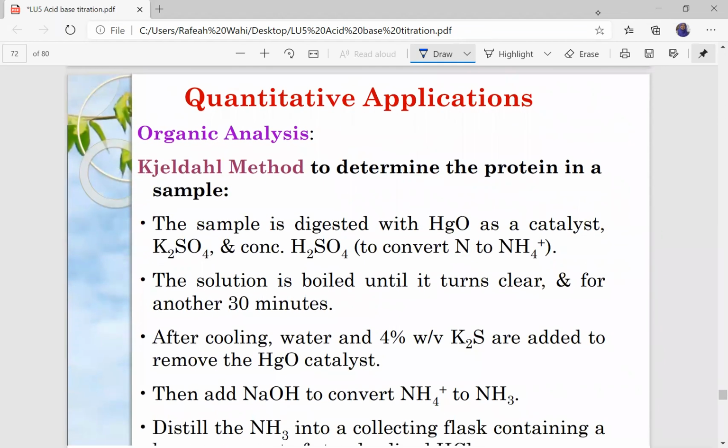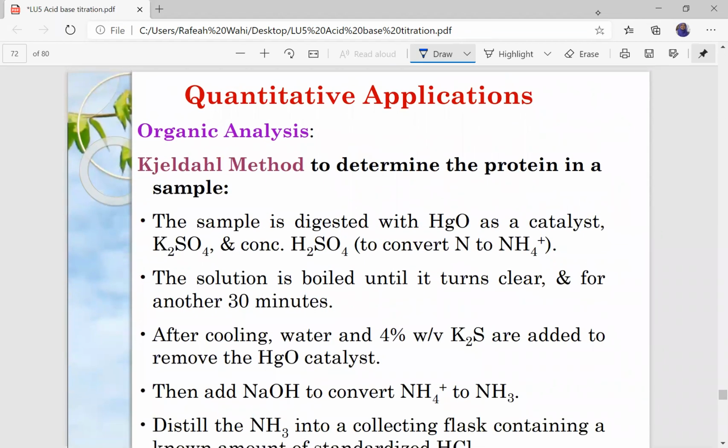Okay, here are some other quantitative applications of acid-base titration. The most common one we will be using, whether as a chemist, or people working with food or plants, is the Kjeldahl method, which is a method to determine protein content in a sample. The Kjeldahl method has its own standard procedure.